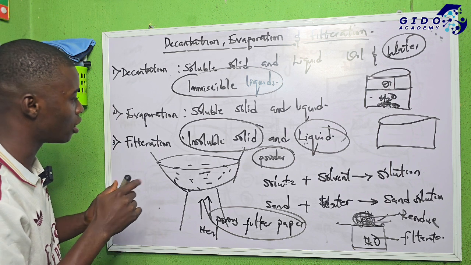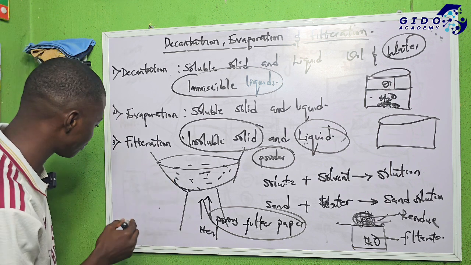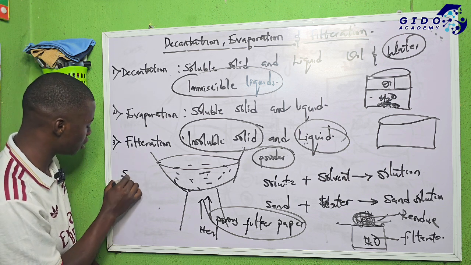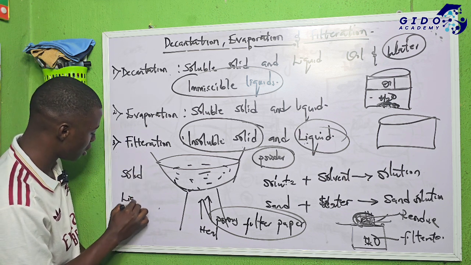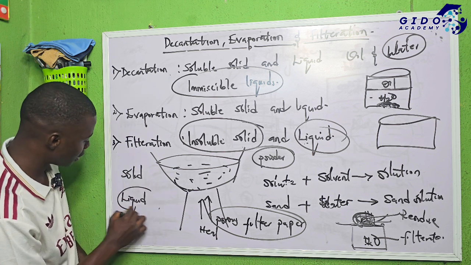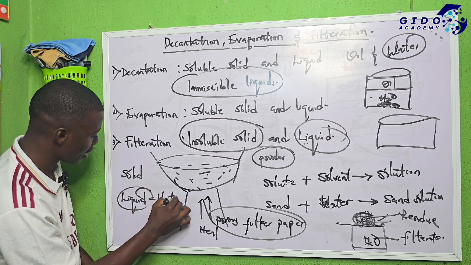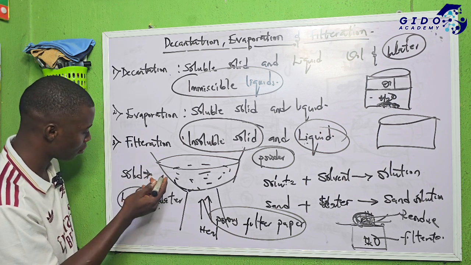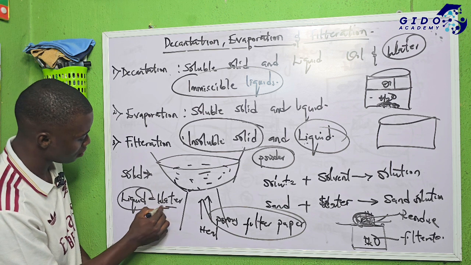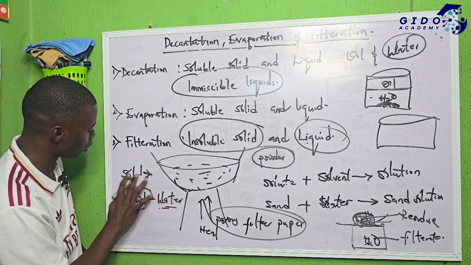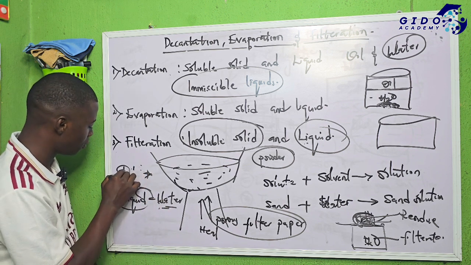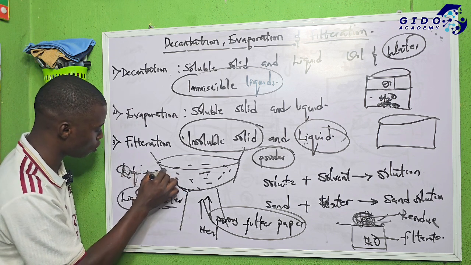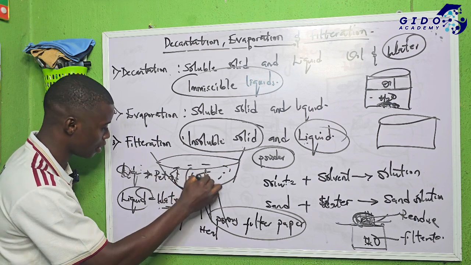Let me give you a question real quick. If, for example, you want to separate two substances, one of them is solid, while the other one is liquid. This liquid, let's say it is water, and this solid, let me even give you another liquid again. Let's say this liquid is petrol, the one you normally call fuel.